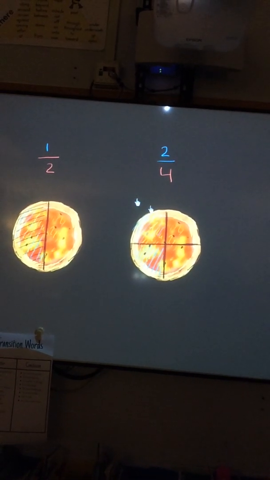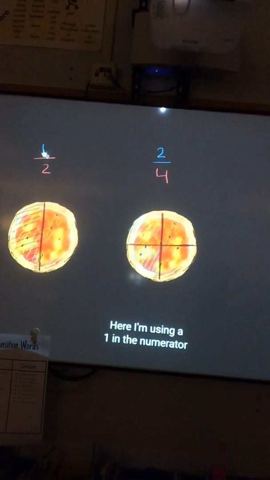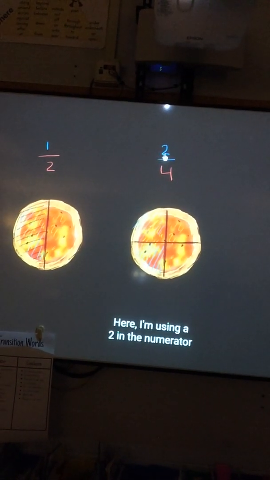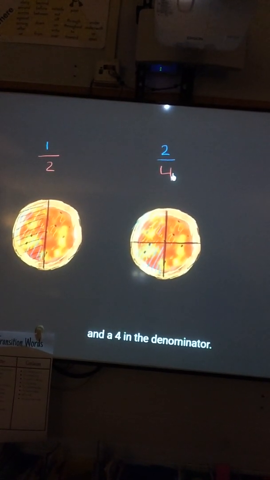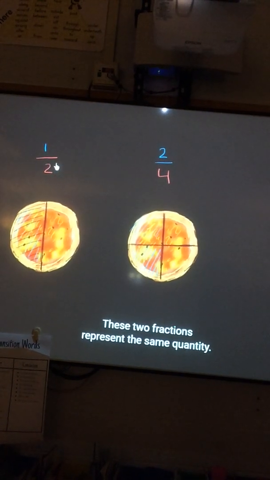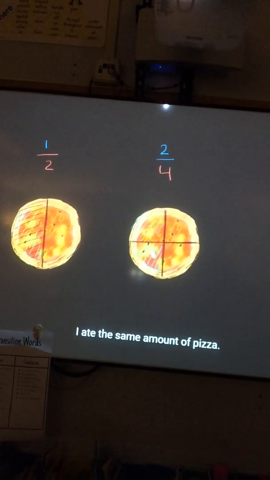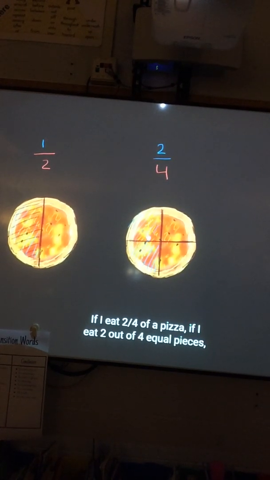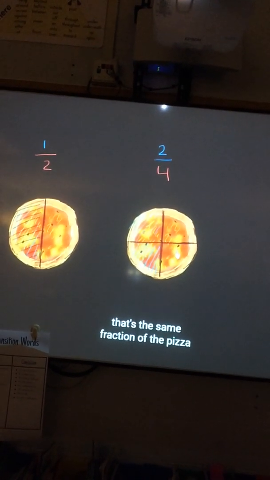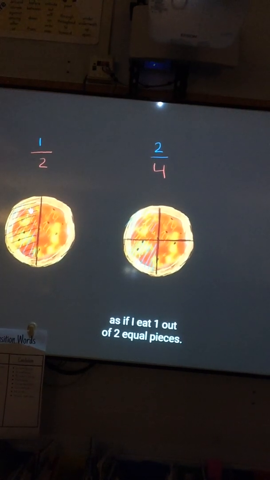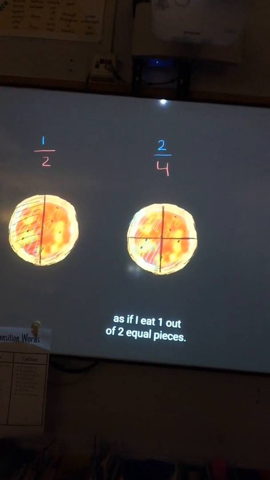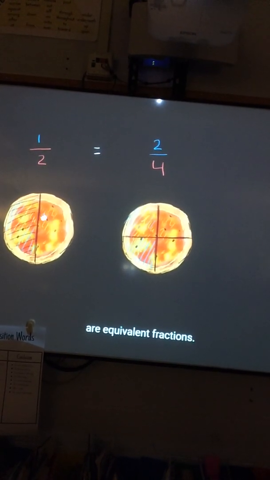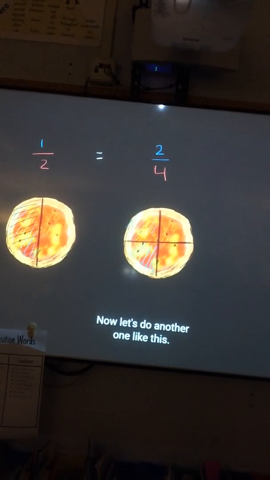So even though I'm using different numbers here. Here I'm using a 1/2, or 1 in the numerator, a 2 in the denominator. Here I'm using a 2 in the numerator and a 4 in the denominator. These 2 fractions represent the same quantity. I ate the same amount of pizza. If I ate 2/4 of a pizza, if I eat 2 out of 4 equal pieces, that's the same fraction of the pizza as if I eat 1 out of 2 equal pieces. So we would say that these 2 things are equivalent fractions. Now let's do another one like this.